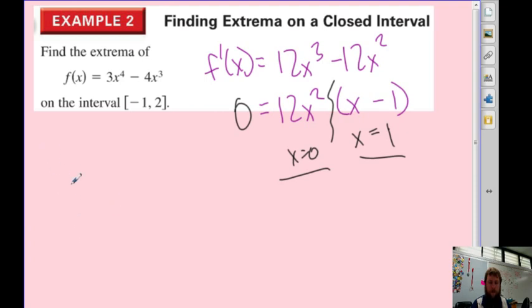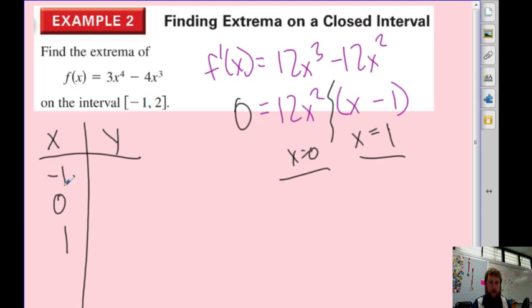I'm going to make a chart right here. The book does it differently, but I'm going to do an xy chart. It's going to have 0 and 1, and we also have our two endpoints of the interval, -1 and 2. So these are my four x values: my two endpoints, and where the derivative is equal to 0.